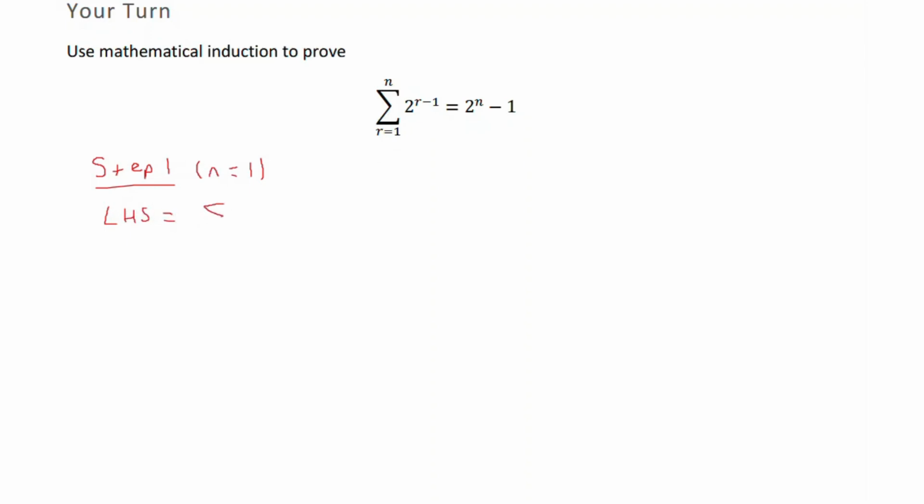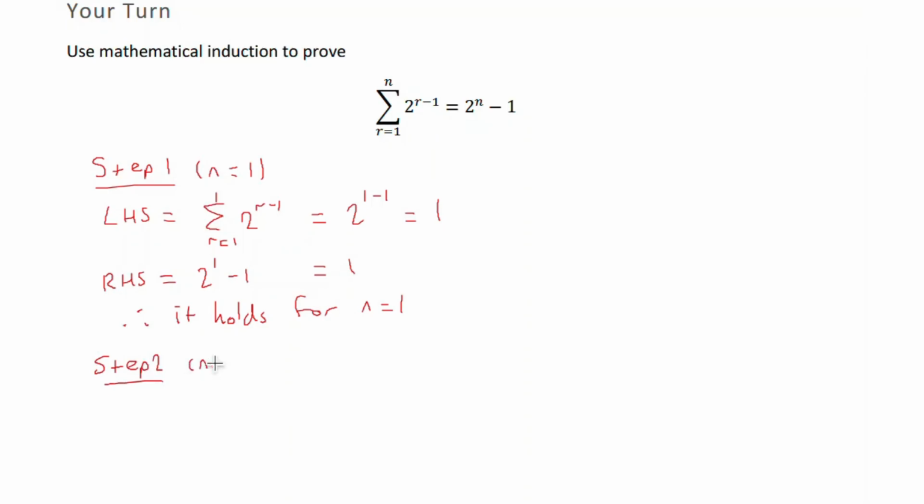The left-hand side is equal to the sum from r equals 1 up to 1 of 2 to the r minus 1, which is just substituting 1 for r, which is 2 to the 0, which is 1. Our right-hand side is 2 to the power of 1 minus 1, which is 2 minus 1, which is 1. So both the left-hand side and the right-hand side are equal to 1, and that means the base case holds and the statement holds for n equals 1.